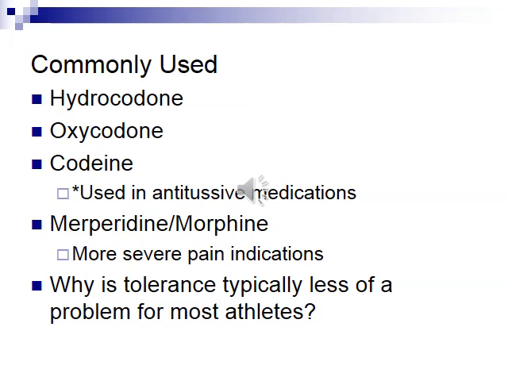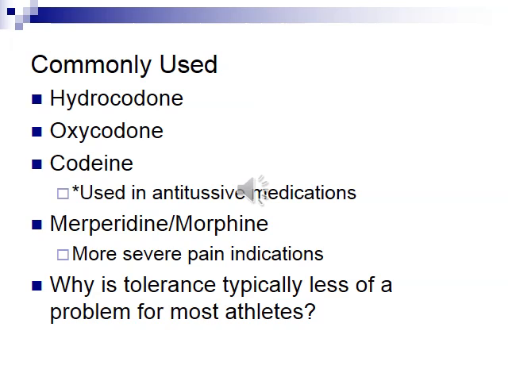So these are some of your more commonly used opioid-based drugs. So hydrocodone, oxycodone, codeine, meperidine, which is also Demerol, and morphine. So Demerol and morphine are used in more severe pain indications. I mean, they're pretty much given to post-surgical patients who will be in a lot of pain and discomfort. Again, codeine is used a lot of times in antitussive medications. Again, you could see the time to onset and the duration of action of these in your book, so have a general idea as to how that works.